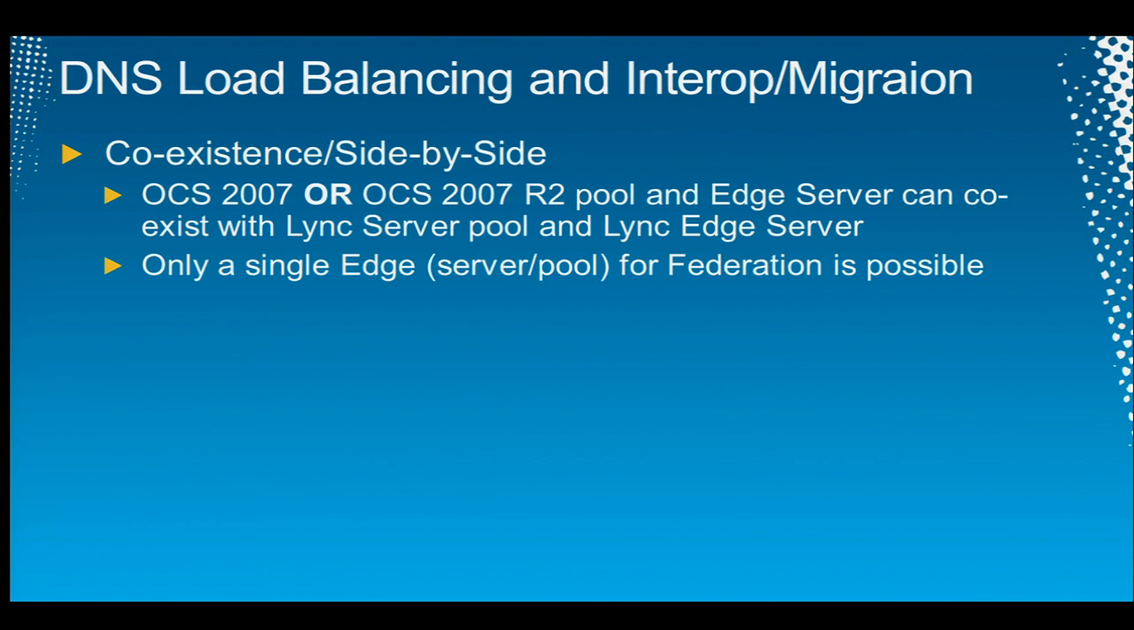All right, so coexistence. DNS load balancing is supported in Lync Server, but unfortunately it's not supported in the previous versions, Office Communications Server 2007 and R2. However, if you have Office Communications Server 2007 or R2, one or the other, not the two coexisting together, with the pool and the edge server, then those can coexist with your Lync Server pool and your Lync edge server. However, only one edge server or pool can be used for federation. So it would be either the 2007 version or the Lync version that would be used for federation.